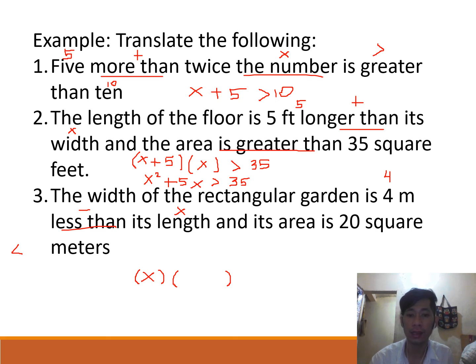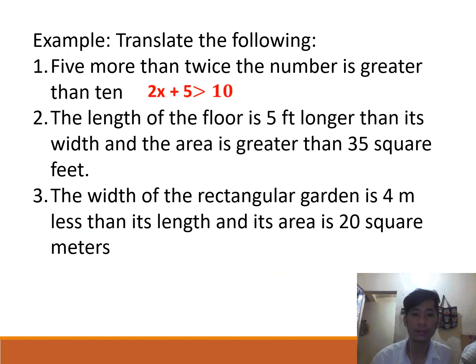So, now let's represent it. Again, it has "less than." So, the writing is backwards, that is x minus 4. So, what does "is" mean? Equal sign. 20. So, quadratic inequality or not? This is not. Why? Because it is an example of a quadratic equation. So, let's find out. Very good.